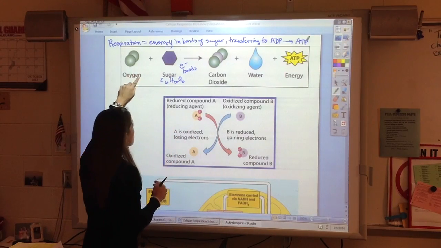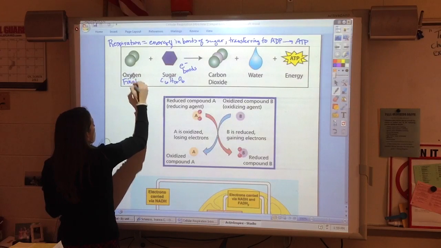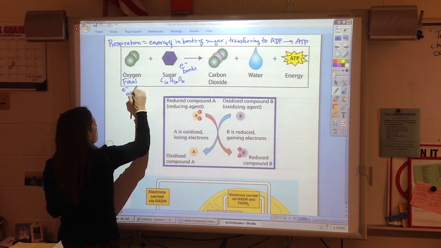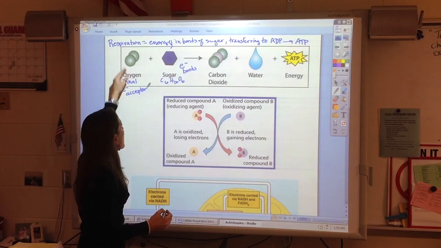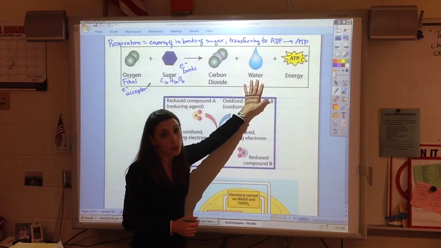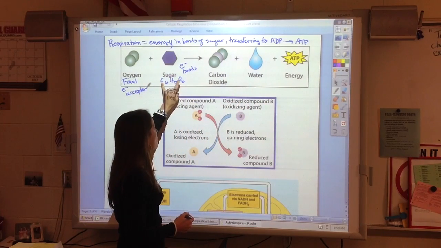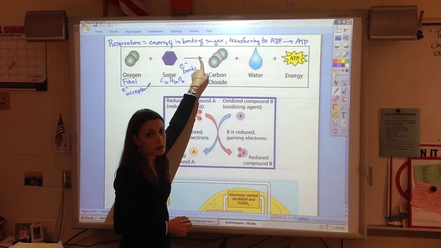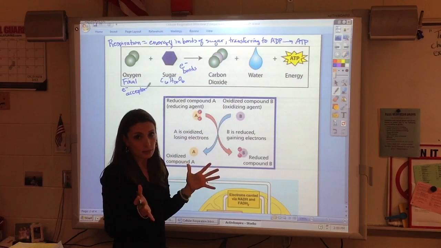So we're going to see that oxygen is actually going to be the final electron acceptor. We'll talk more about what that means later as we go through. And then adding electrons is going to attract hydrogens, and that's how we end up with water. And then we'll talk about how as we break these down, the C's and the O's usually bond to make a carbon dioxide.